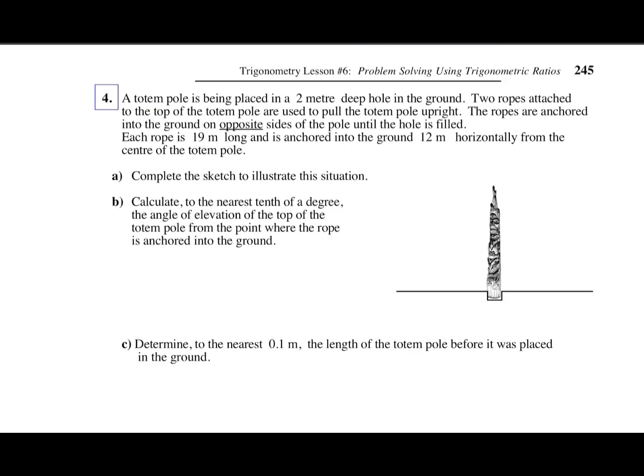Okay, and for here, we know this part of the pole is 2 meters, and for the rope each side is 19 meters, and for the ground it is 12. So now we know it's a right triangle. And then we need to calculate the angle of elevation, so this angle x.